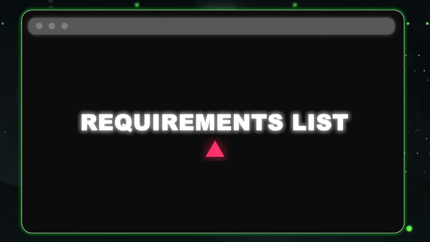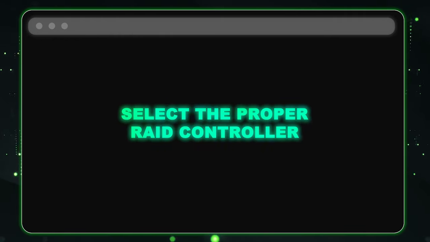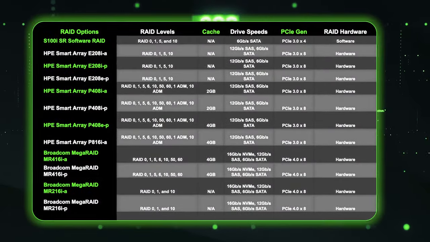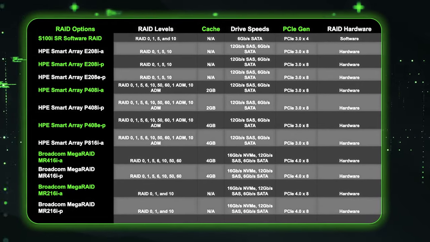I would like to note though, that if you are trying to configure a different RAID level from RAID 1, you may have a different set of requirements. First of all, the actual RAID controller that you're going to be using, you want to make sure that it is supporting the RAID level that you want to configure. Scott broke down all the RAID controllers and their supported RAID levels earlier in the video, so if you want to go back and look at that.